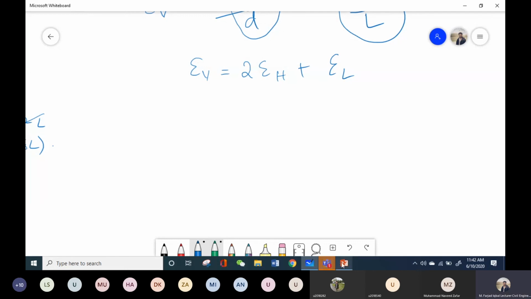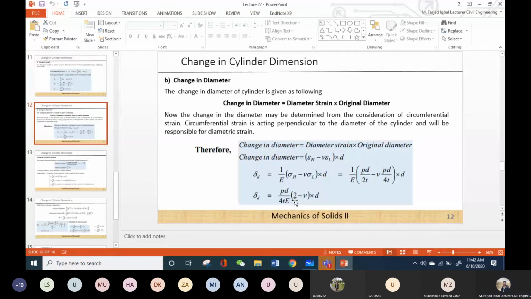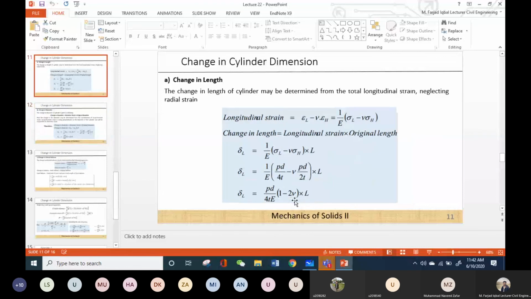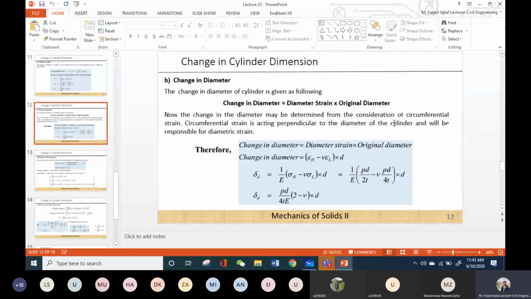From these slides, if you see, this formula is for the hoop strain, and from this one we can calculate the formulation for the longitudinal strain. Let me show you how.